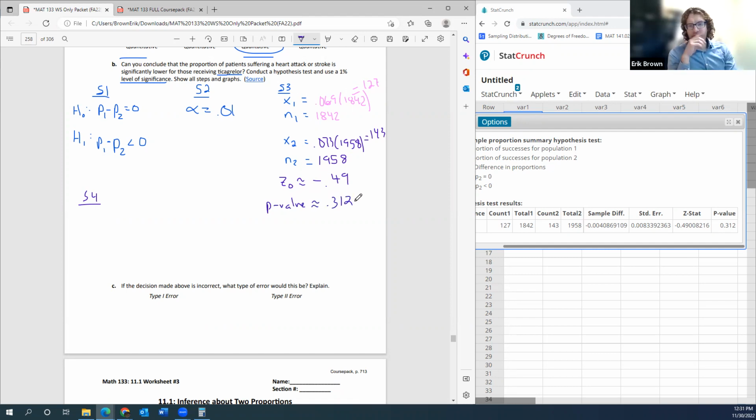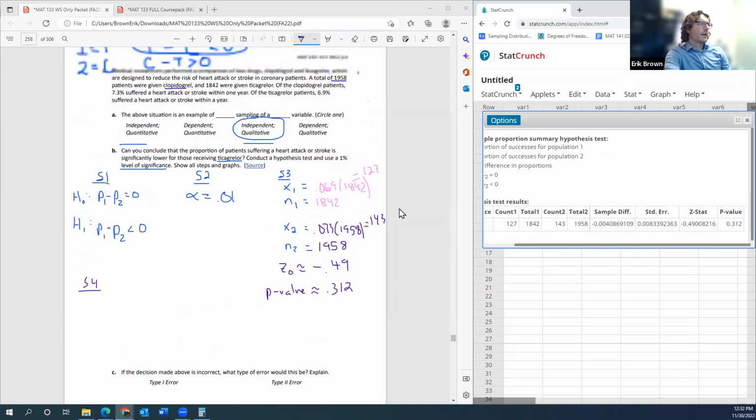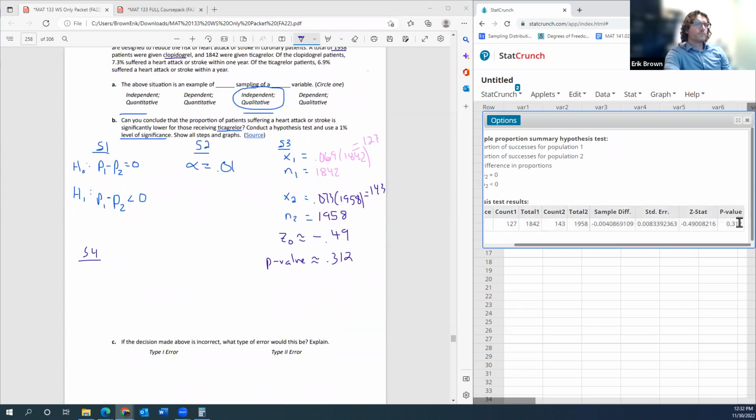It's not there, the p-value is quite large, right? Quite large. It makes me think I did something wrong, but I don't think I did. So I think we're okay. If you look at the sample difference between these two, so when we subtract the p-hats, it's really, really tiny. That helps explain why the p-value is so large.